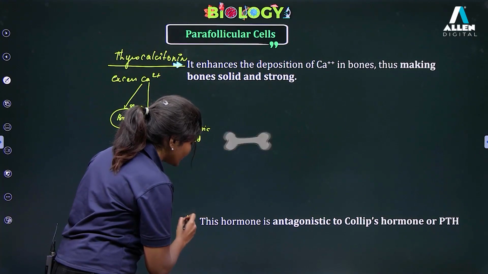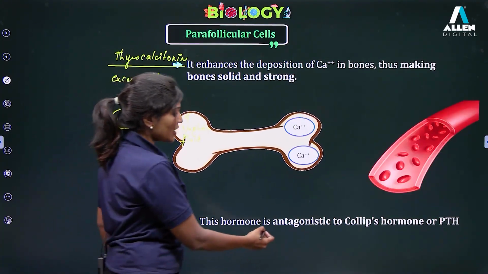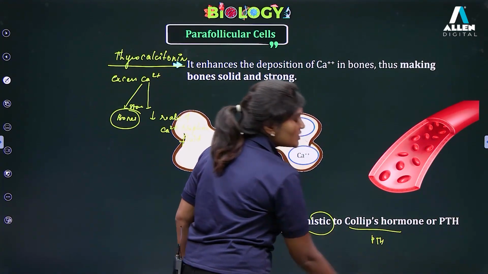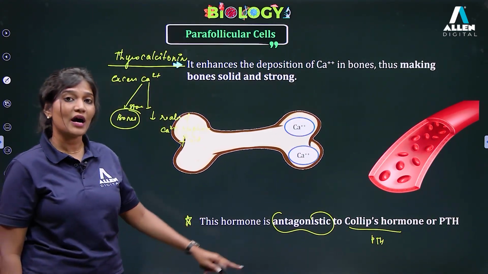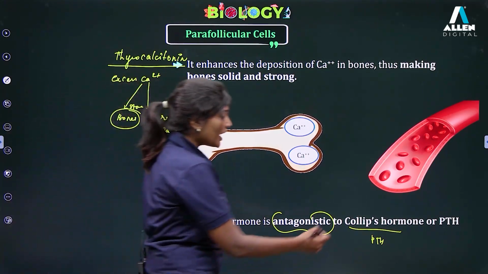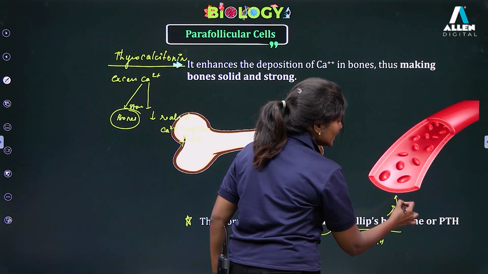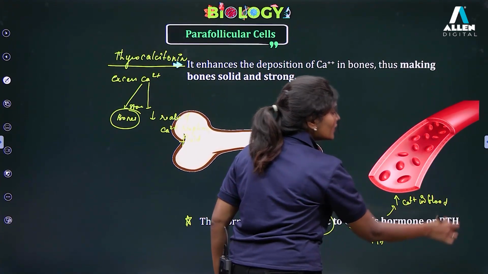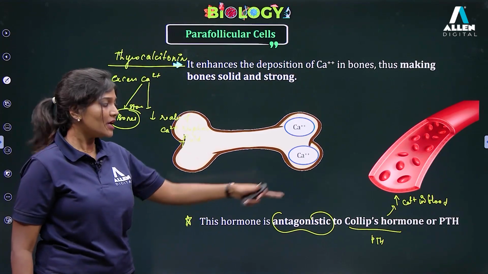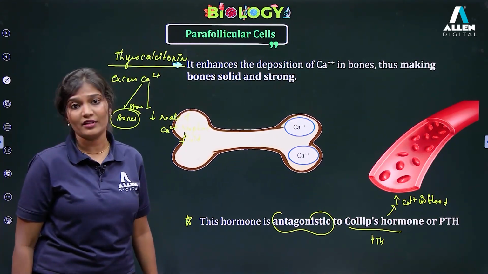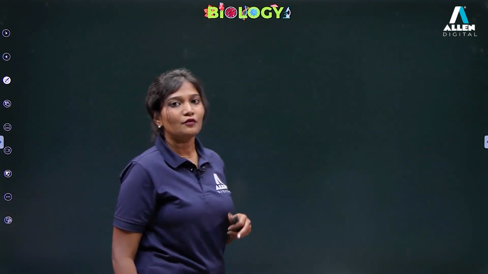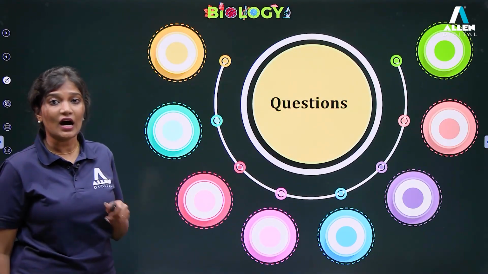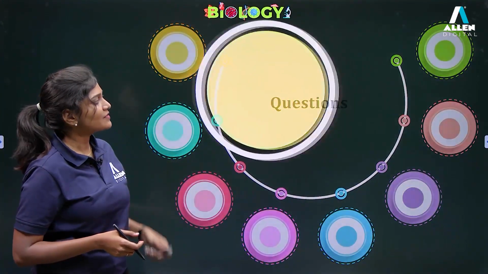One important point you have to note for this hormone is that it is an antagonist to PTH, the parathyroid hormone, which is secreted by the parathyroid gland and increases the calcium level in the blood. So they do opposite functions. Thyrocalcitonin decreases the calcium level in the blood. PTH increases the calcium level in the blood. So we've talked about the follicular cells and the parafollicular cells present in our thyroid gland. Now let's have some questions.